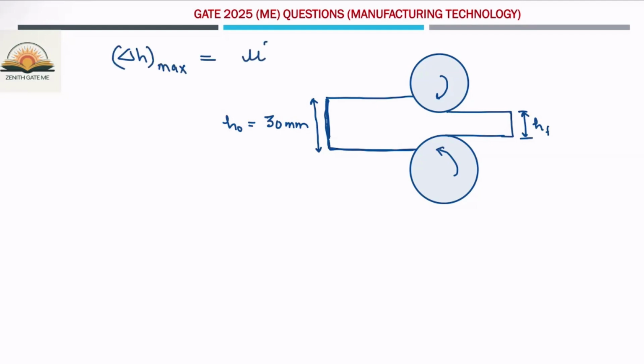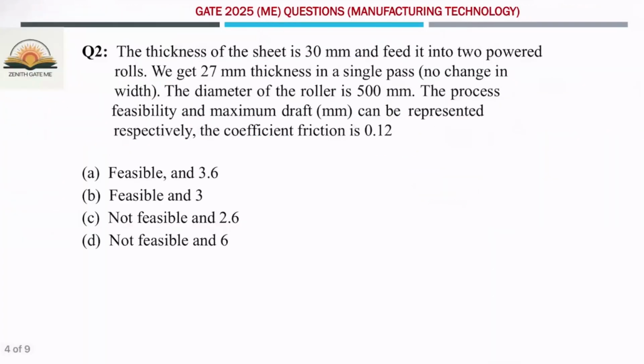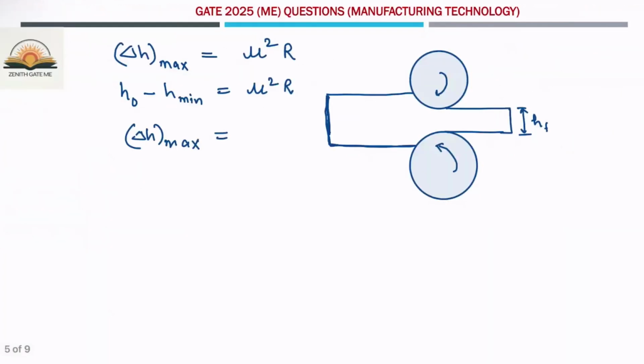Now, first of all, what is the maximum draft possible in a single pass, which can be calculated as: draft, which is nothing but H naught minus H minimum, is equal to mu square into R. That means the minimum thickness of sheet metal you can draw if you are passing in between these two rollers. The maximum draft you can easily calculate because mu value is given as 0.12 and the diameter of roller is given as 500. So this is 0.12 square. Diameter is 500 means the radius will be 250.